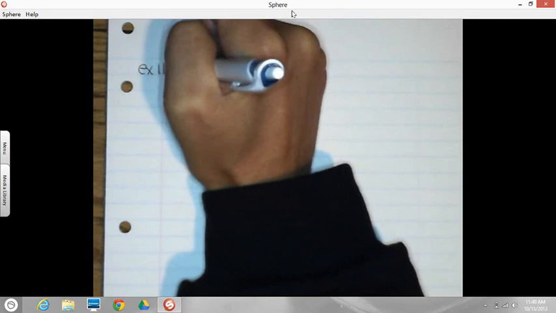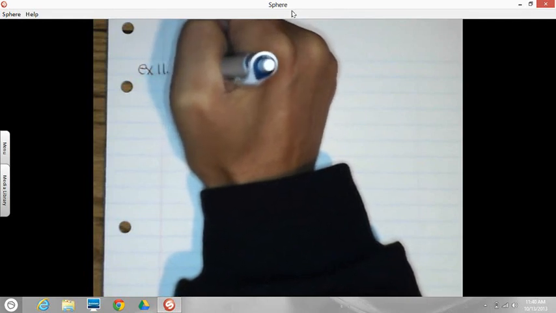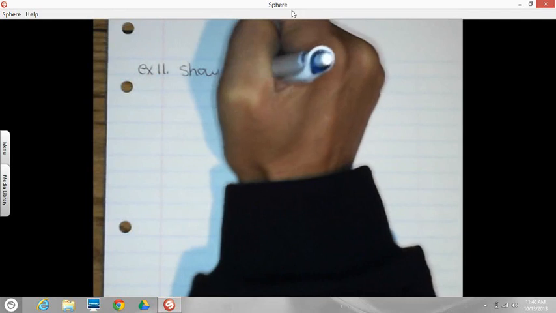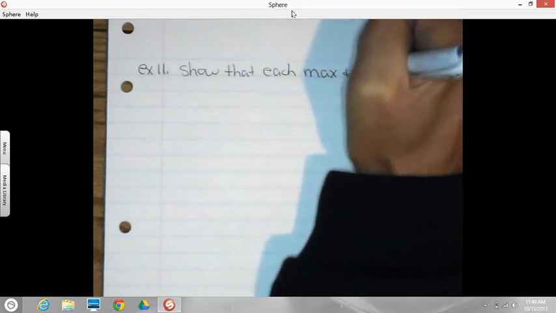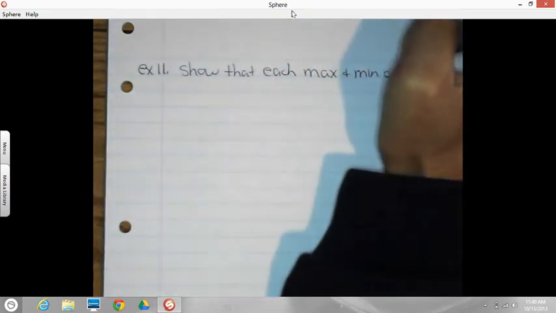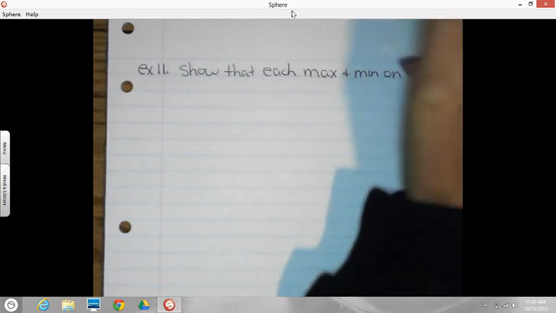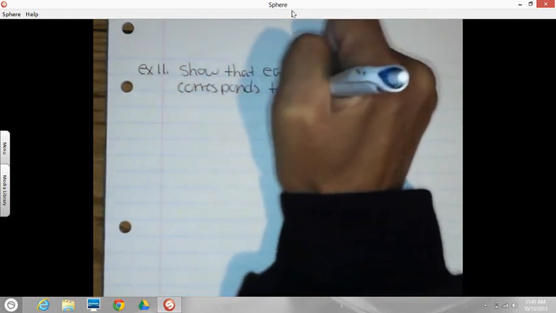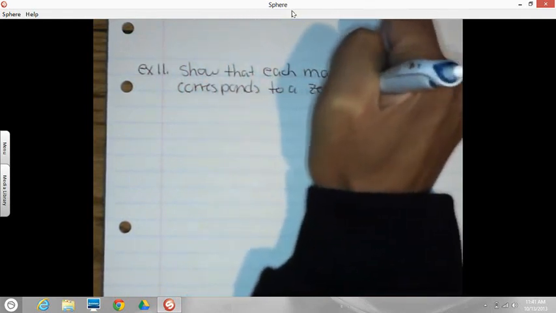Example 11. Oh, lots of examples today. Show that each max and min on f of x corresponds to a 0 on f prime of x.